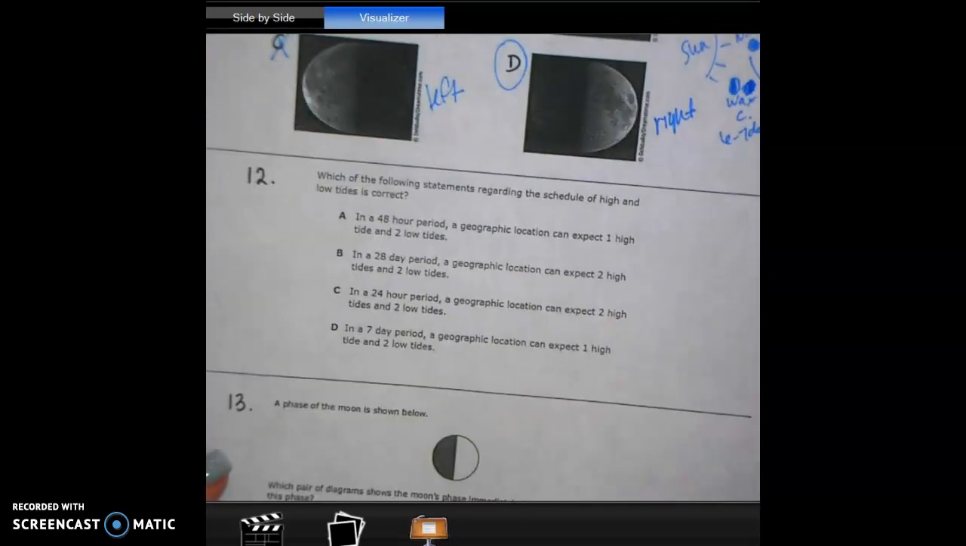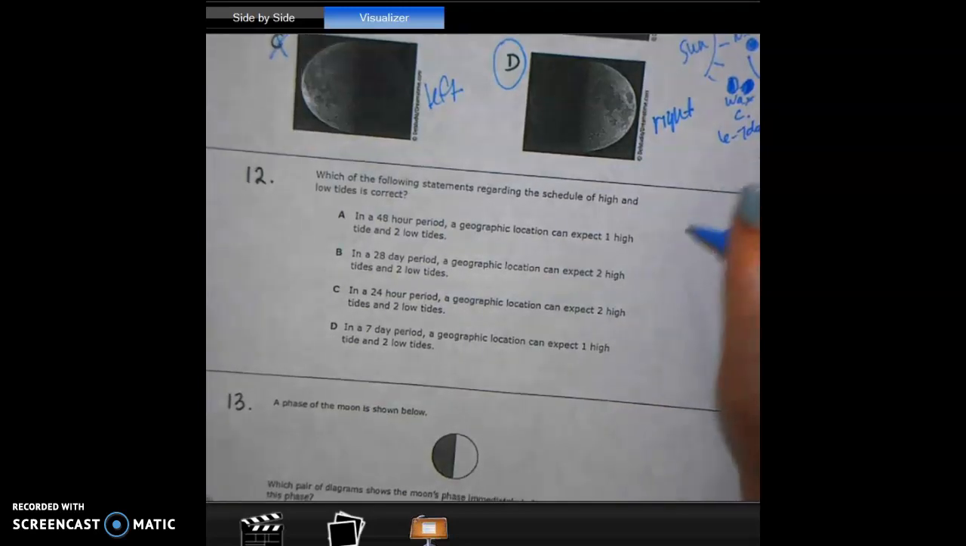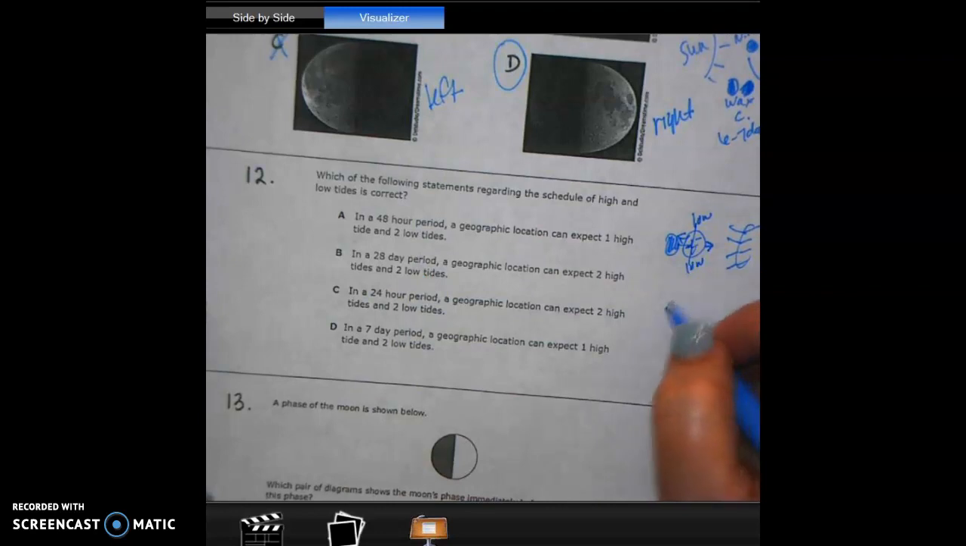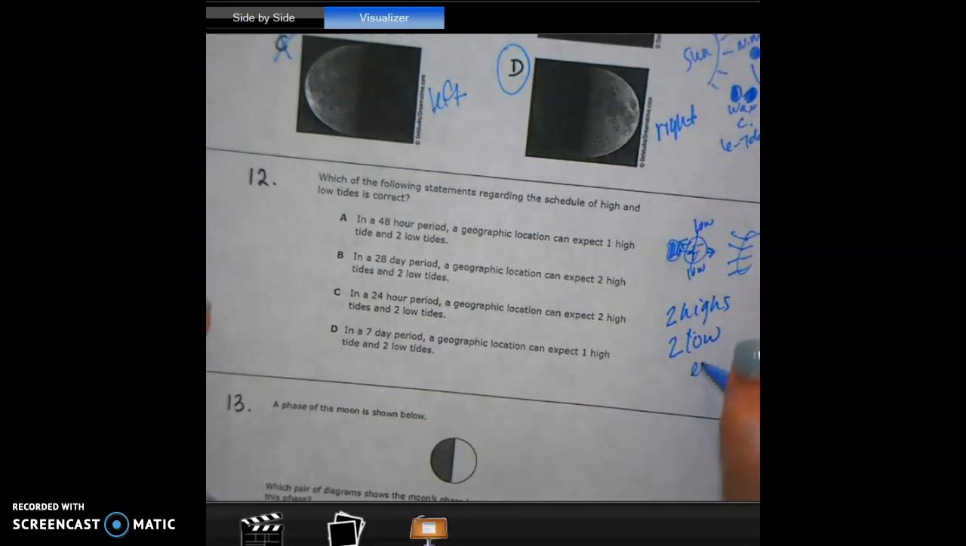Okay, number 12. Which of the following statements regarding a schedule of high and low tides is correct? We know that the high and low tides occur when the Earth, if this is our moon right here, this is our sun right here, the high tides are always going to happen on the same side as the moon and opposite the moon. So that means the low tides would be on the others, whenever it's a right angle. That happens 2 times a day.